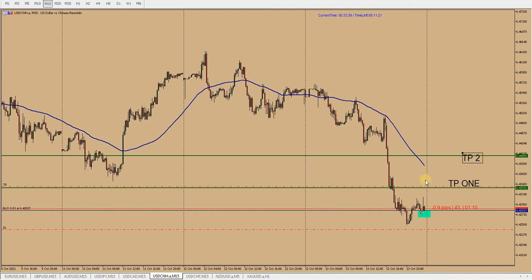I will post the video and come back now. The time is 7:44. I post the video and I come back to see if the stop loss will be taken or not. If the stop loss is taken, then I will wait for another setup, then we will do it again.